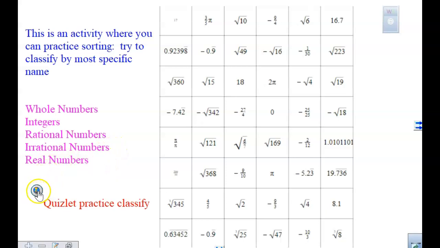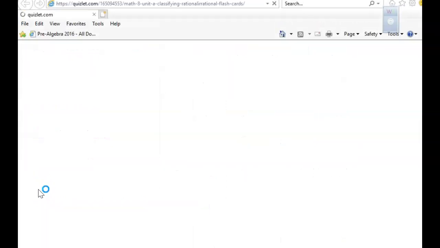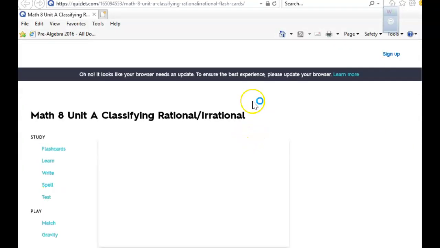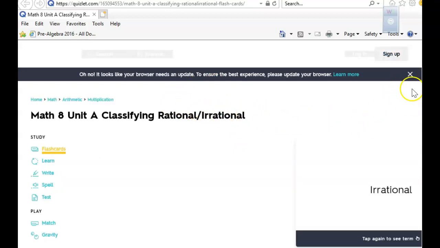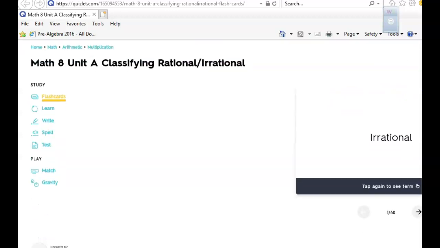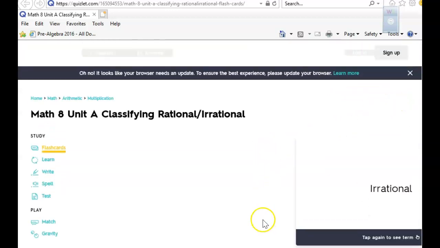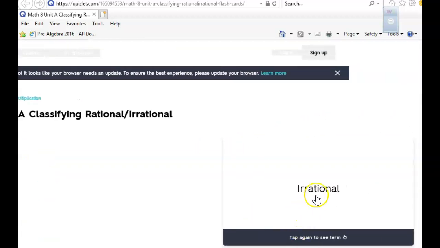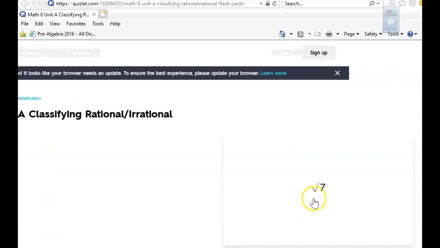You are also going to notice that we put a Quizlet practice, and as I click on that, I just want to show you what that looks like. That Quizlet practice, which we will attach probably in Google Classroom, gives you some different cards and asks you if it is rational or irrational. So if you need to practice more, you could do that.